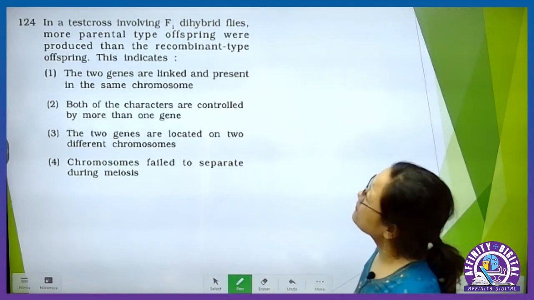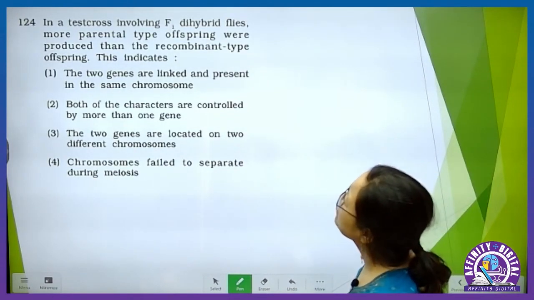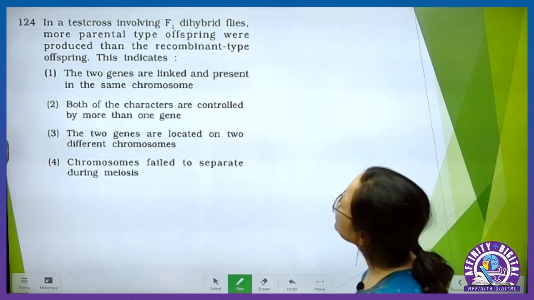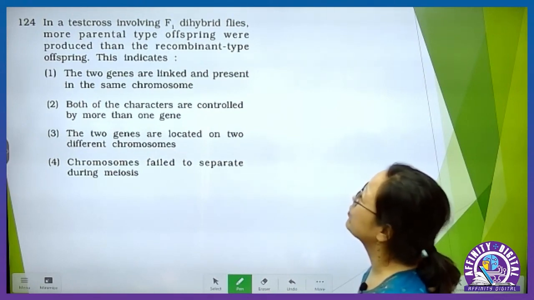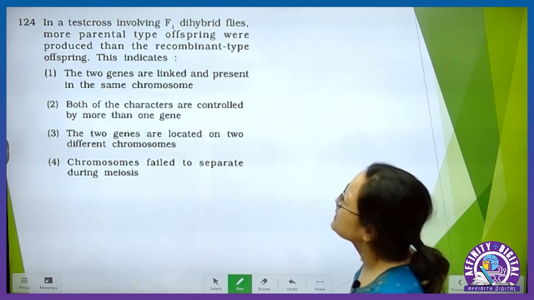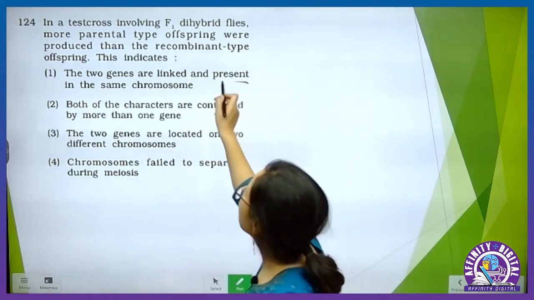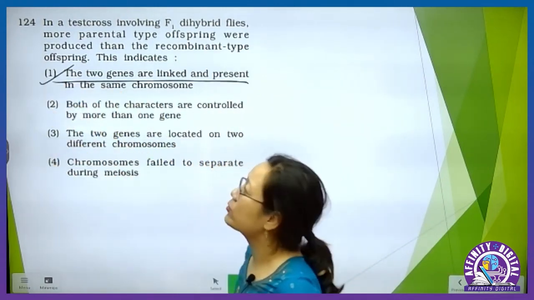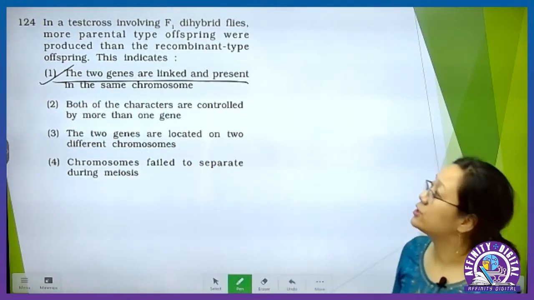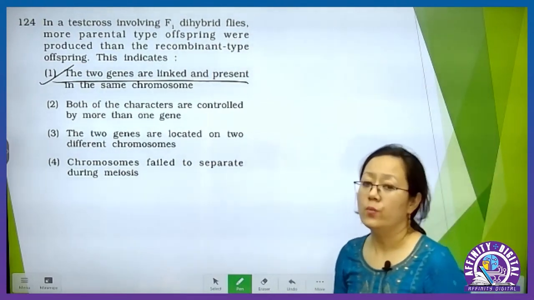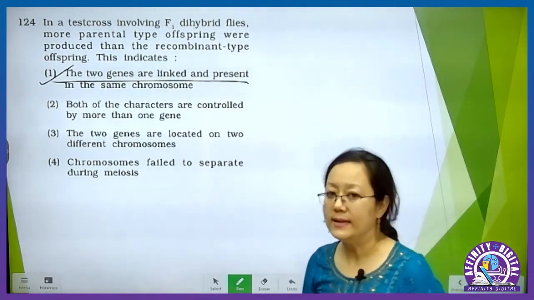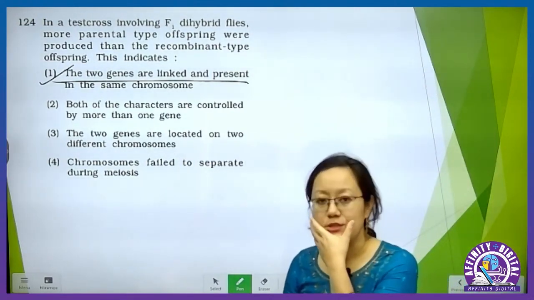In a test cross involving F1 dihybrid flies, more parental type offspring were produced than recombinant type offspring. This indicates that the two genes are linked and are present in the same chromosome. How will you answer this one? How will you find out whether the two genes are linked or unlinked? We will perform a test cross.